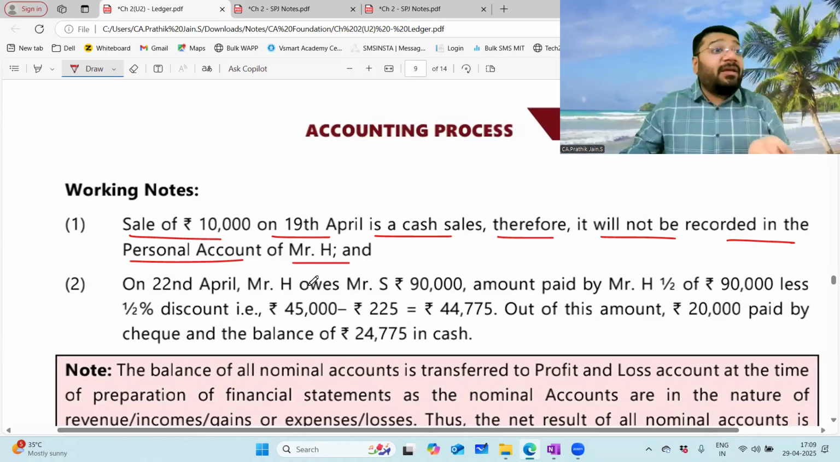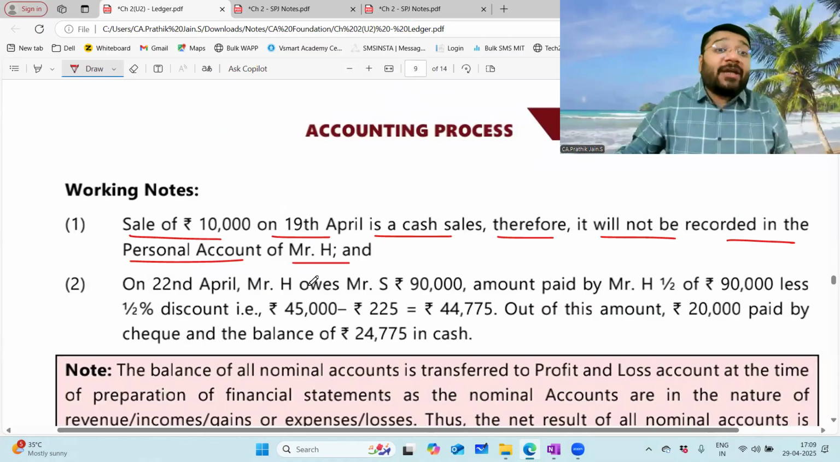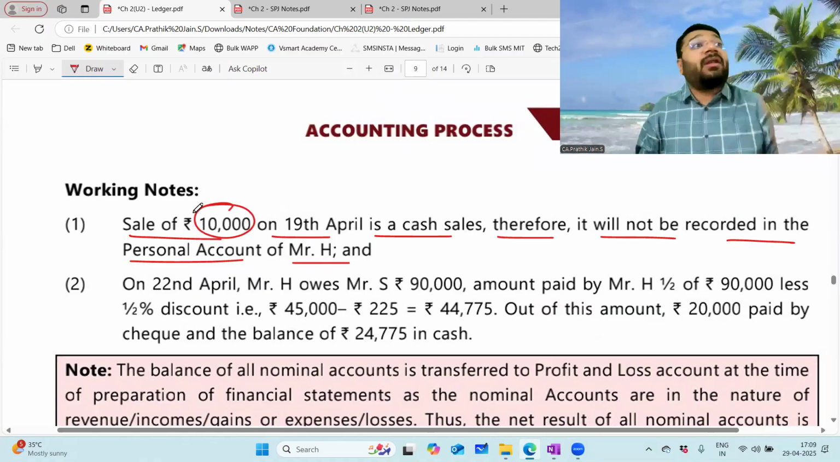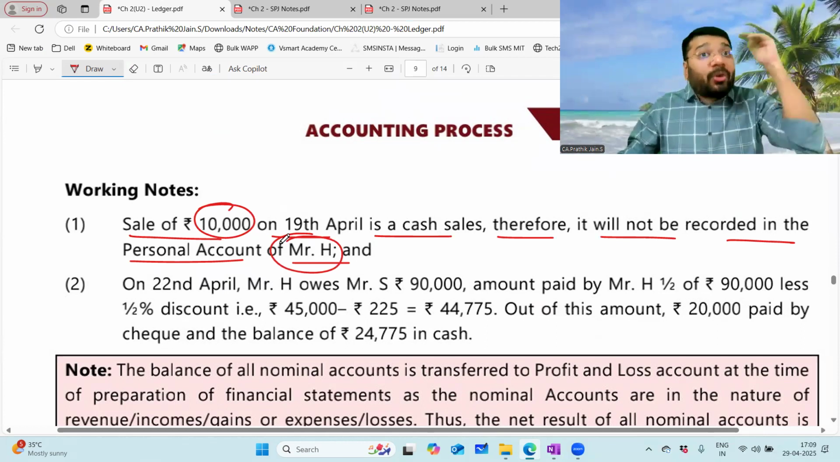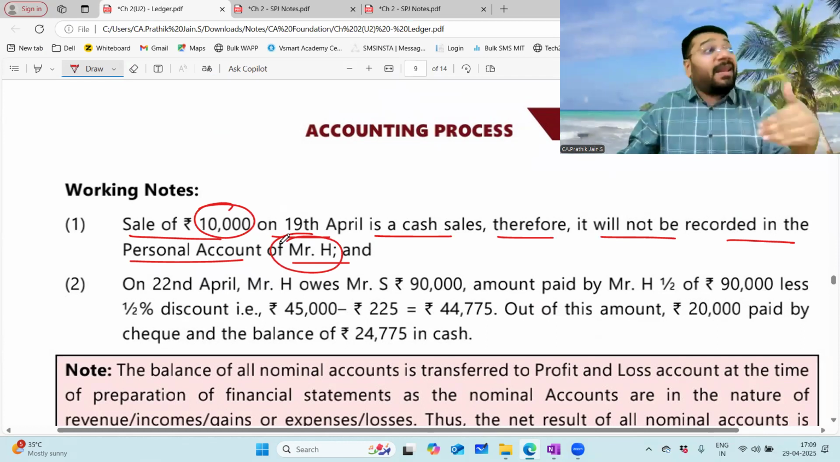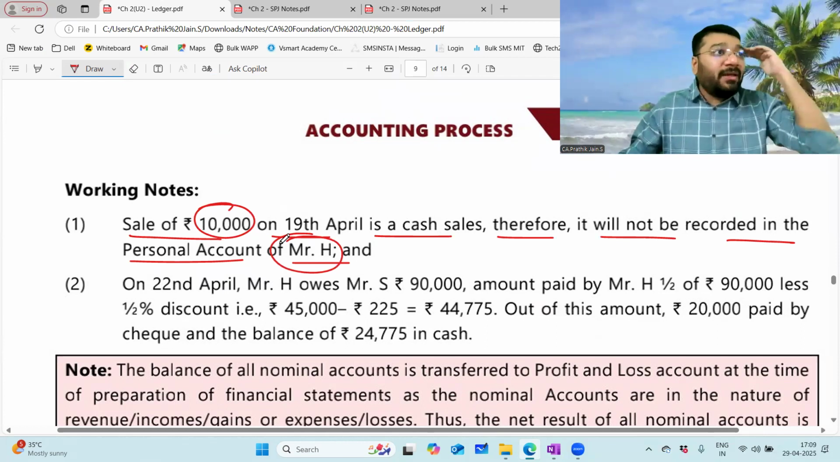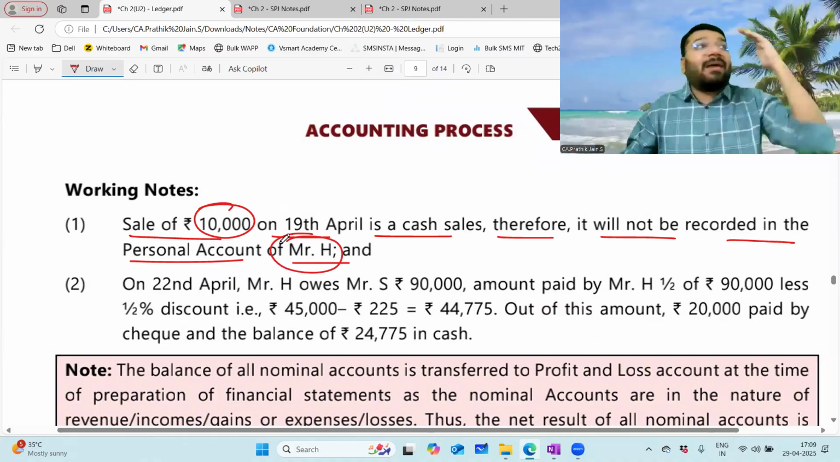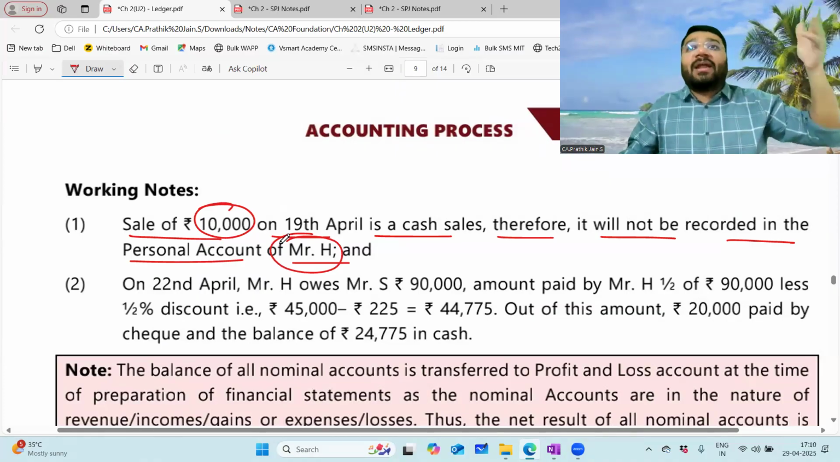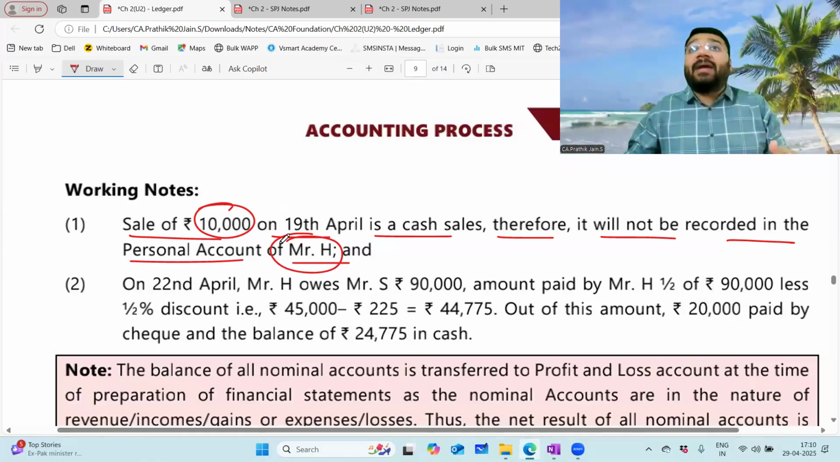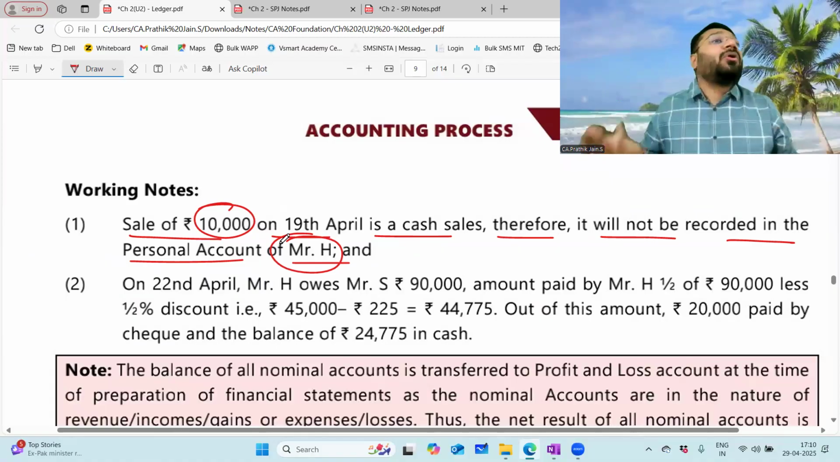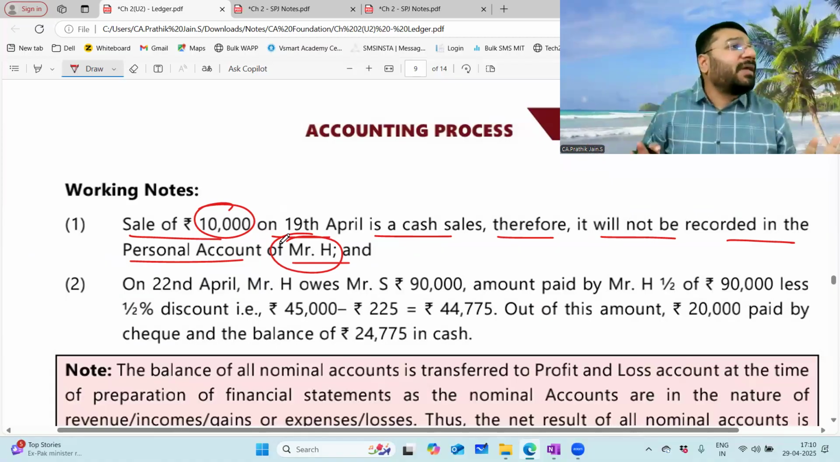When I've received the money, should I remember that I should collect this much money from H in future? Not required. When will I record the transaction in H account? When I need to remember to collect this money from H in future. That time I will record the transaction in my memory. Recording the transaction in H account is as good as recording the transaction in my memory. Now, when money is already collected on the spot, is there a need for me to record this in the H account? Not required. Directly cash entry.